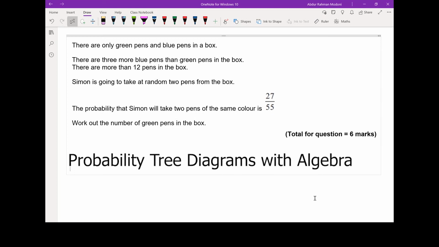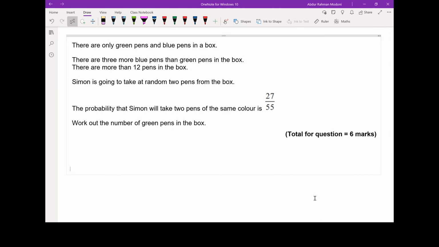Here we have a question on probabilities, and it's most likely going to involve drawing a tree diagram as well. So how we recognize this, obviously in an exam context, you won't know what it is without reading the question. So there are only green pens and blue pens in a box. There are 3 more blue pens than green pens in a box. There are more than 12 pens in a box. Simon is going to take at random 2 pens from the box. So this gives us an idea as to what the question's about. It's about probability. So you might need to skim read it like that first to understand it.